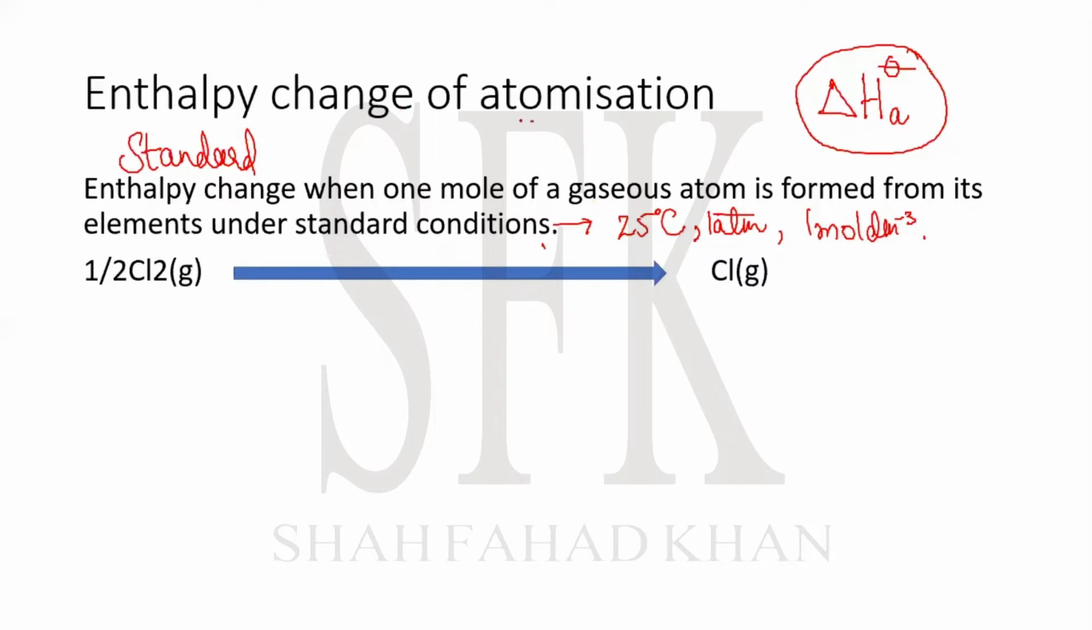Now, what is enthalpy change of atomization? As the name suggests, atomization, atom. So it is the enthalpy change when one mole of gaseous atoms is formed from its element. If one mole of the gaseous atom is formed from its element under standard conditions, but the element must also be in its standard state, the enthalpy change of that reaction is going to be the enthalpy change of atomization of this element, of this atom that has been produced. In this case, chlorine. So now this is enthalpy change of atomization.